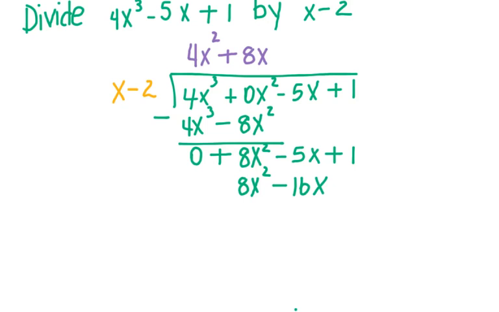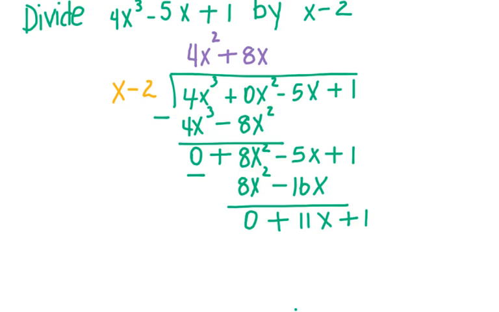Again, we follow through with our long division, so we put our subtraction sign. 8x squared minus 8x squared is going to give us 0. And negative 5x minus negative 16x is going to give us plus 11x. And again, we bring down the remaining terms, which is plus 1. So now we're left with 11x plus 1.